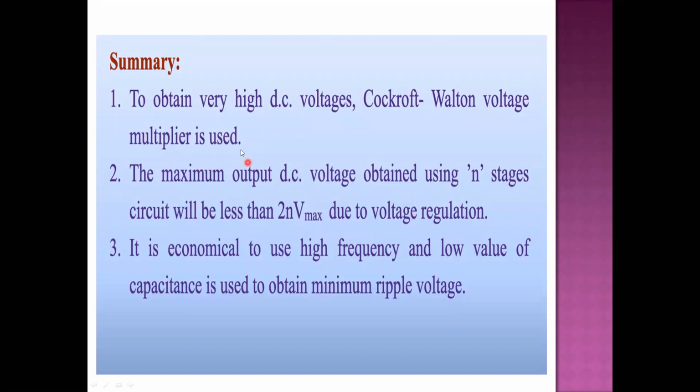So this is about the Cockcroft-Walton voltage multiplier circuit. To obtain very high voltages, we completed this simple circuit. The maximum output DC voltage obtained using n stages in the circuit will be less than 2 n V maximum due to voltage regulation. It is economical to use high frequency and a low value of capacitance to obtain minimum ripple voltage. So this is the summary of this circuit.